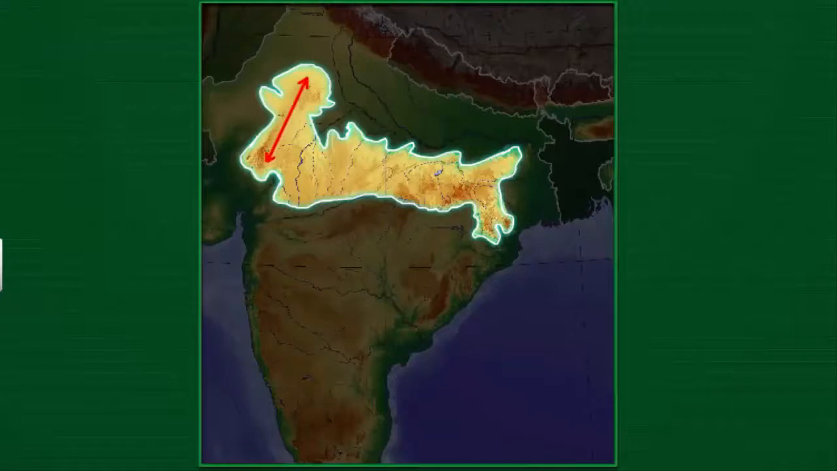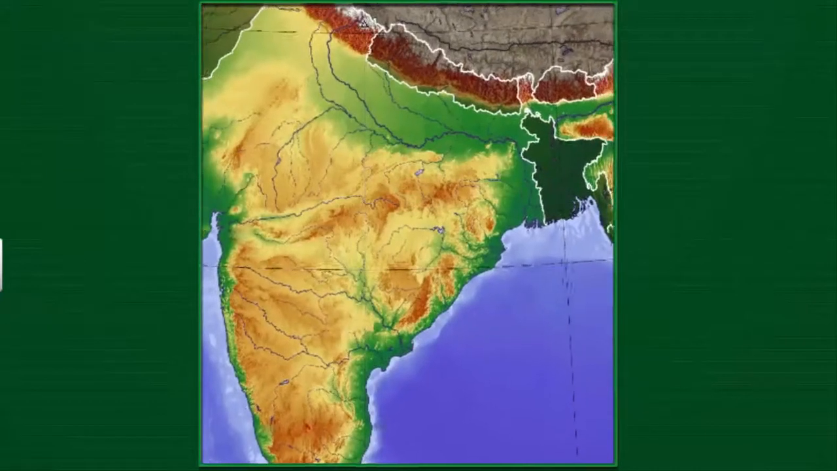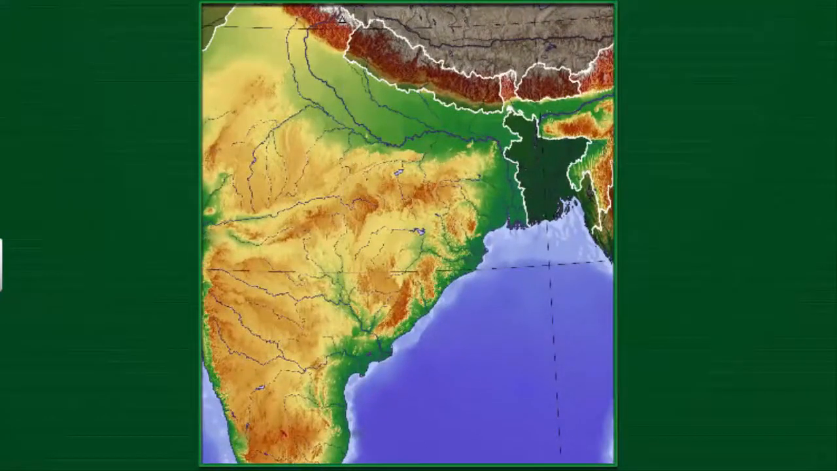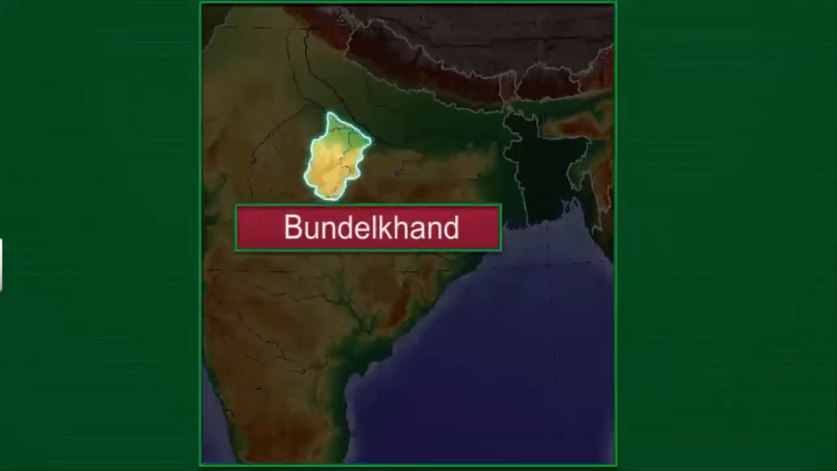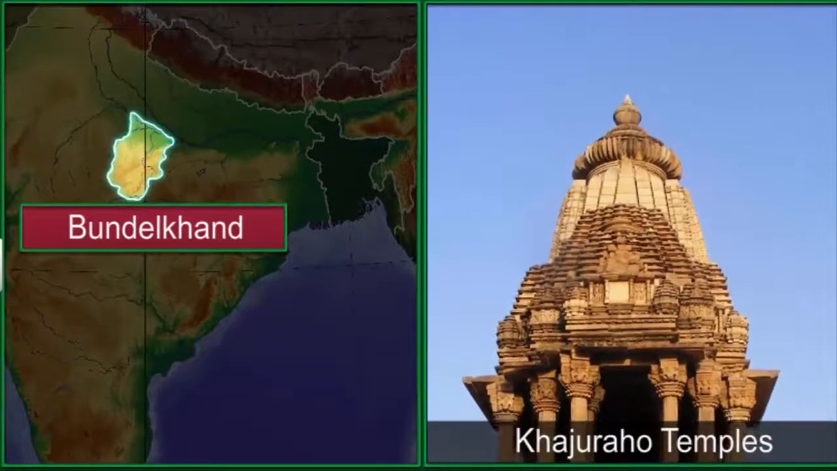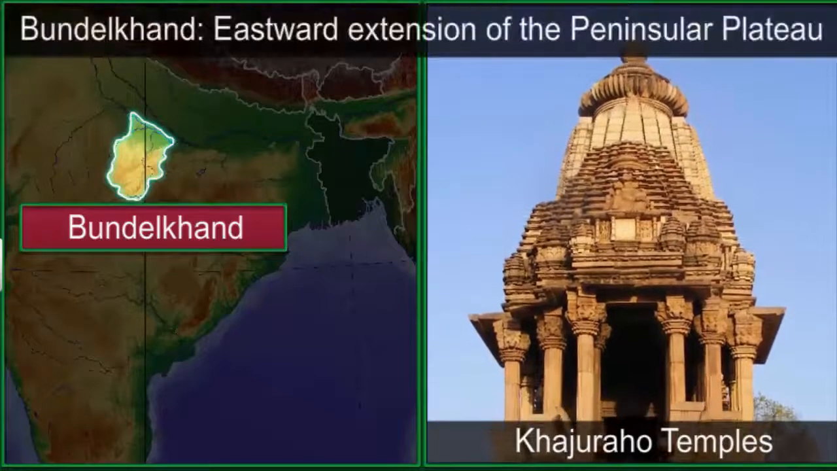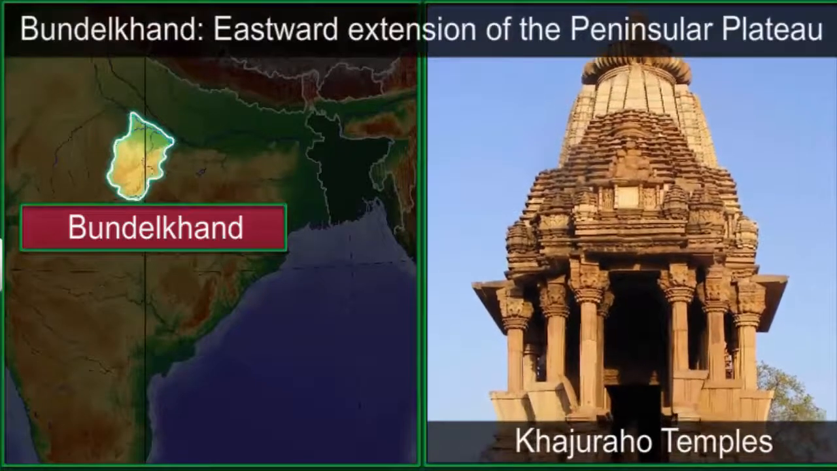Let's move eastwards in the Central Highlands. You may have heard of Bundelkhand. The famous Khajuraho temples are in this part of the country. Bundelkhand is the local name for the eastward extensions of the Peninsula Plateau. The other eastward extension is Bhagelkhand.